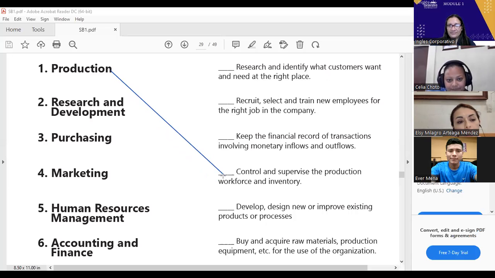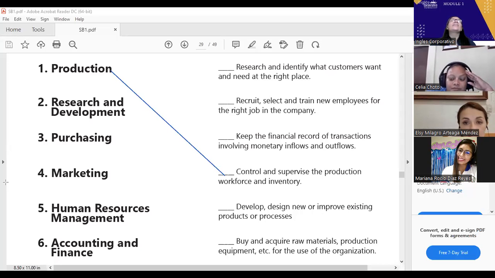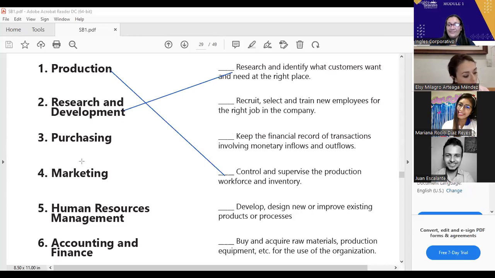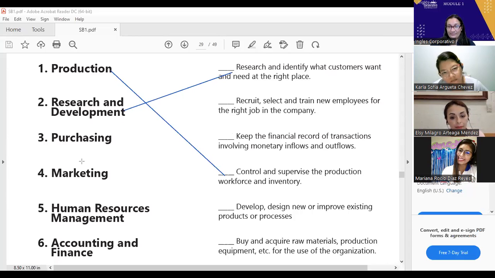Research and development: research and identify what customers want and need at the right place. So the research and development department. All right, purchase. What does that area do? Buy and acquire material, raw material, production equipment for the use of the organization, right?